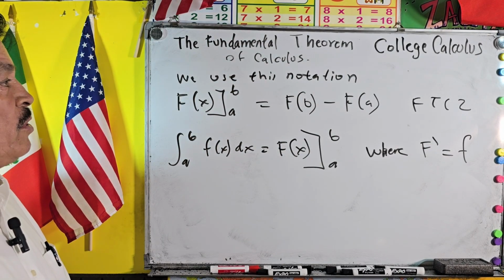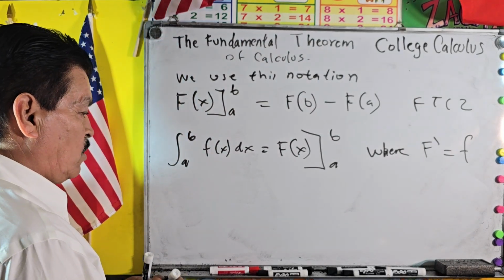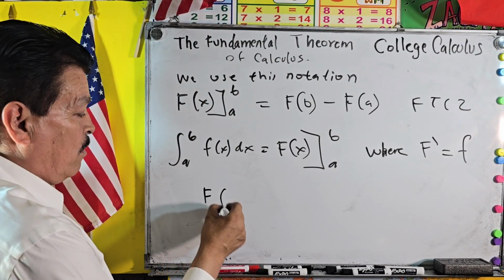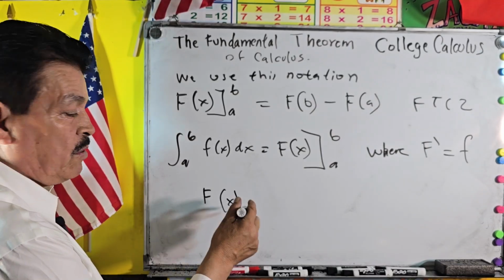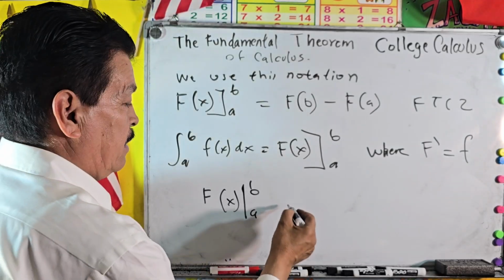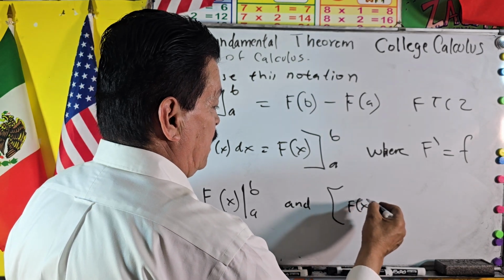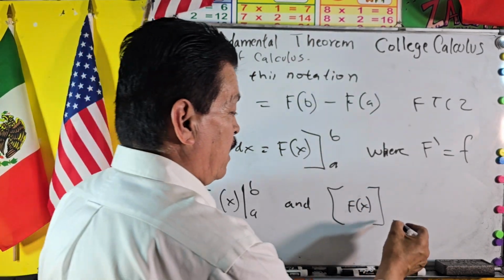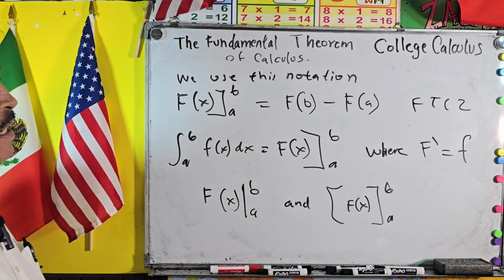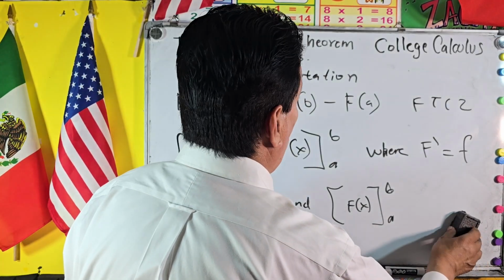Another common notation I would like to share with you is this one. This is another common notation, the way we write it like this, from a to b, and also this way, F of x with the bracket from a to b. This is some notation I use when working on this kind of problem.